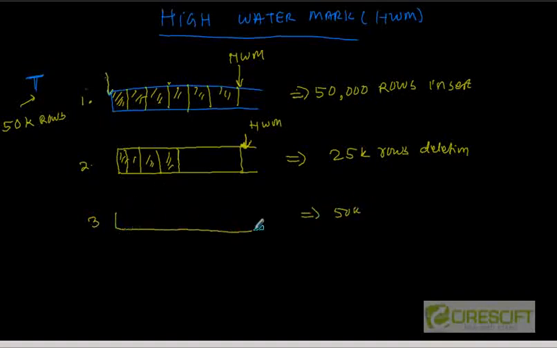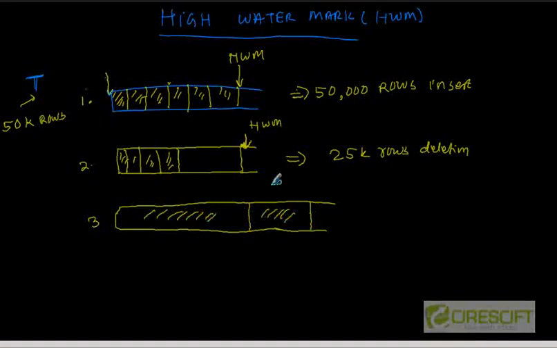So after this, the total number of rows now is 75,000. Up to here is 50k, and we have added another 25k. So all of this is filled now, and the high water mark is shifted to this point. The high water mark is up to the last possible insert. This is how the high water mark goes up, in step 3, when we have 75k rows.